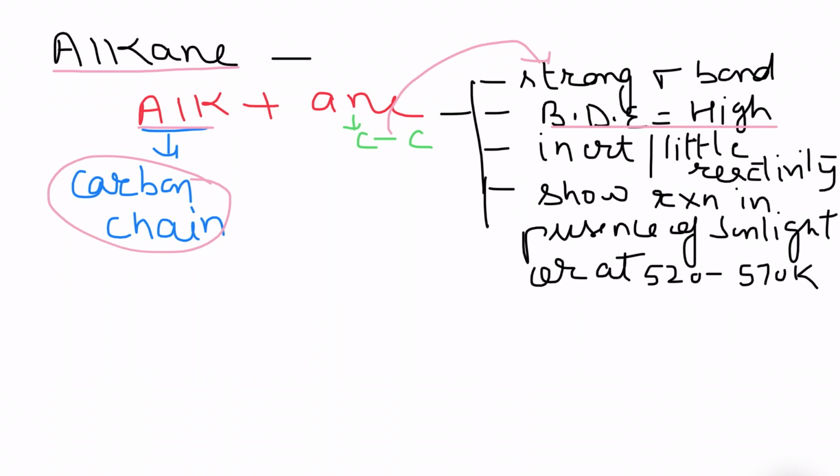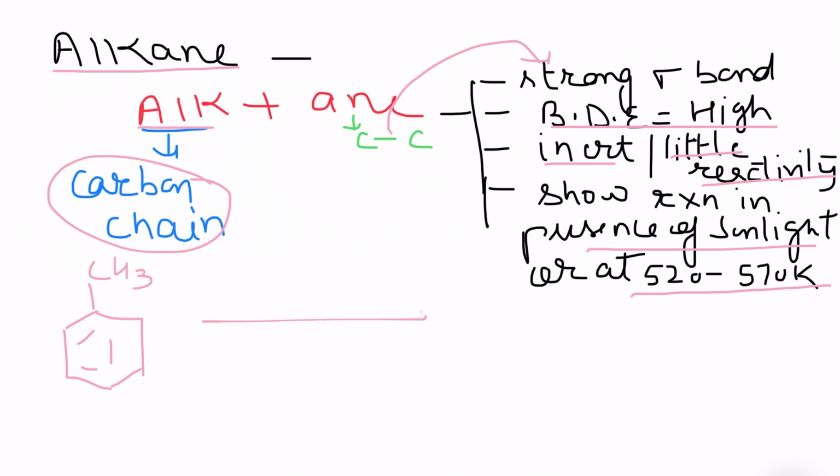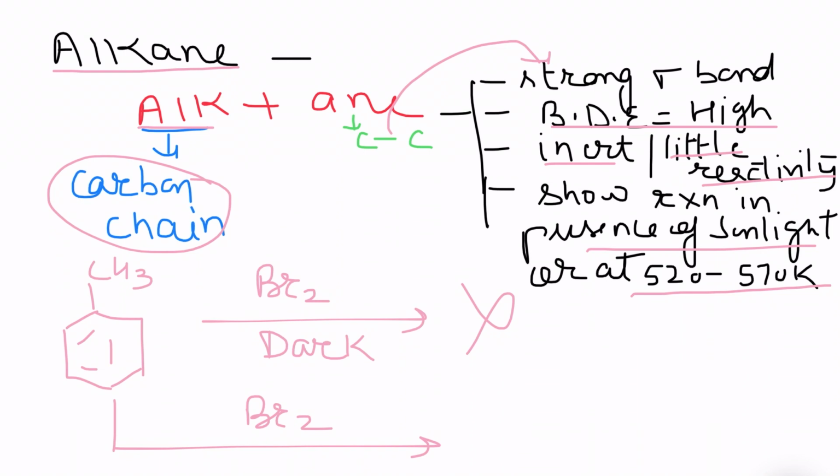So alkanes under normal conditions of temperature and pressure are quite inert, or you can say have little reactivity. Alkanes show a chemical reaction in the presence of sunlight or at certain elevated temperatures like 520 to 570 Kelvin. To understand this part, let's take a simple example. Suppose we have this compound and we add bromine to it in the absence of light. In that case, no photochemical reaction takes place. And if the same reaction takes place in the presence of light, then this compound undergoes a photochemical halogenation reaction.